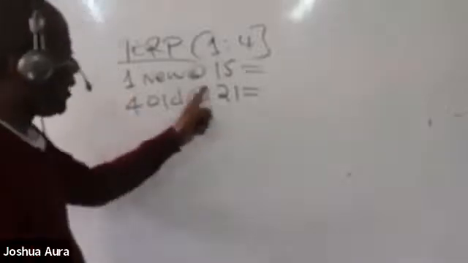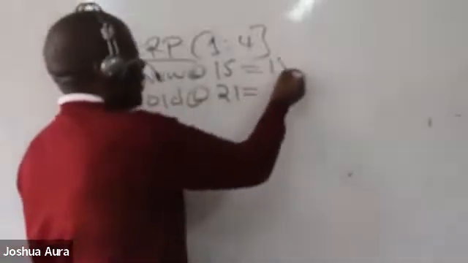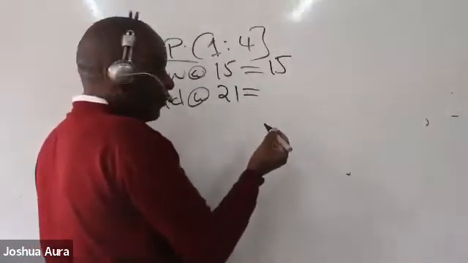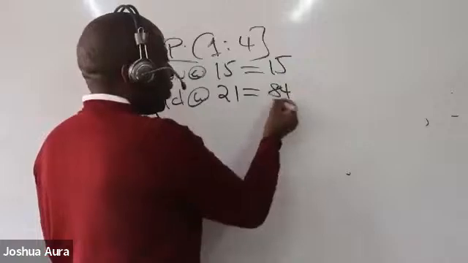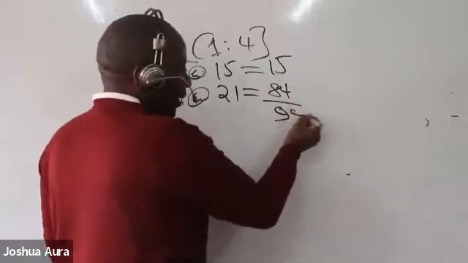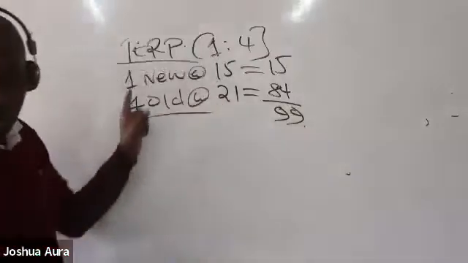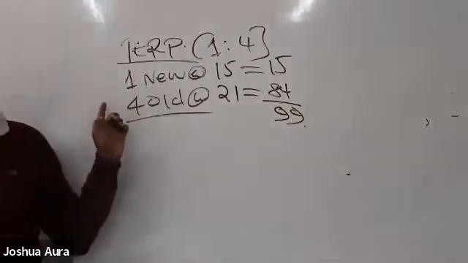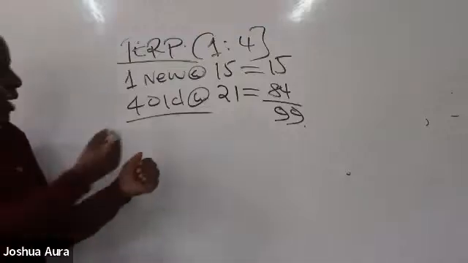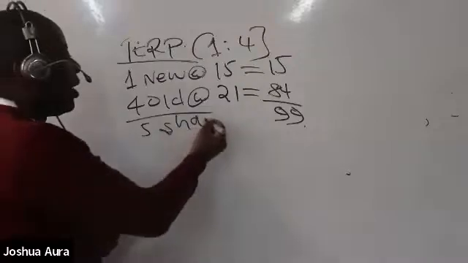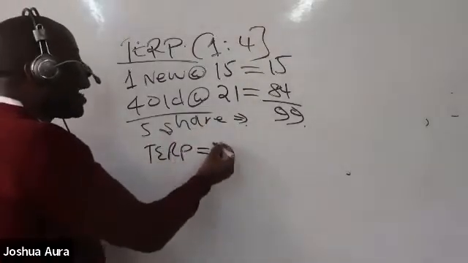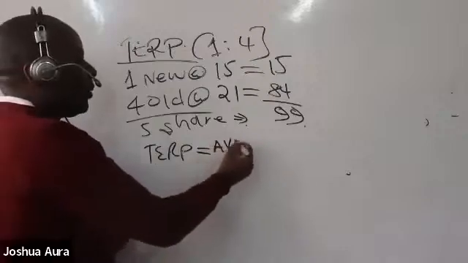So 1 times 15 gives me how much here, somebody? 15. 4 times 21 gives me what here? 84. So then go ahead and add. 99. Thank you very much. For how many shares? Thanks, Dennis. For 5 shares now, isn't it? For 5 shares. Therefore, the TERP will be the average.